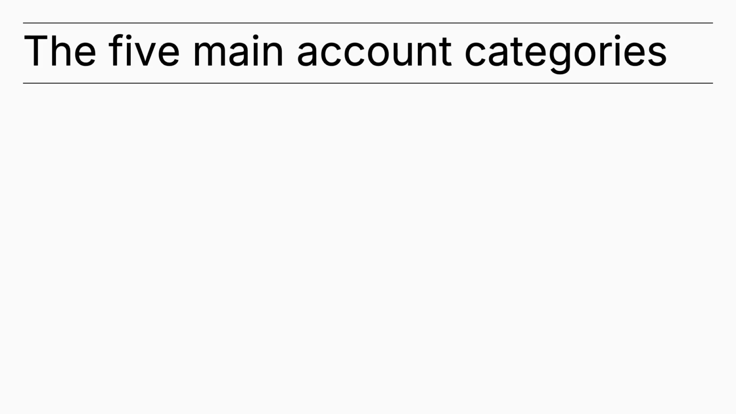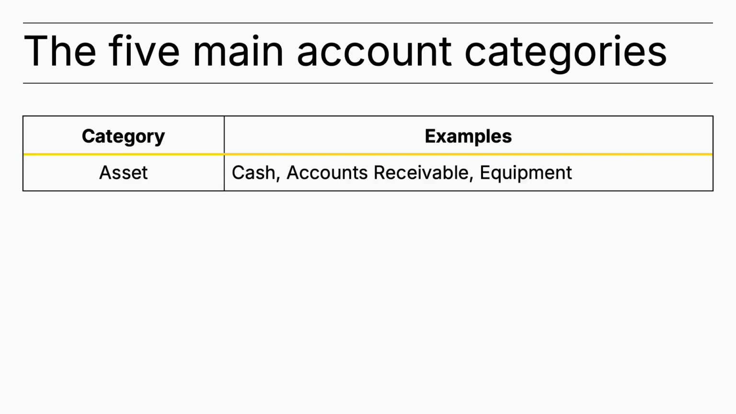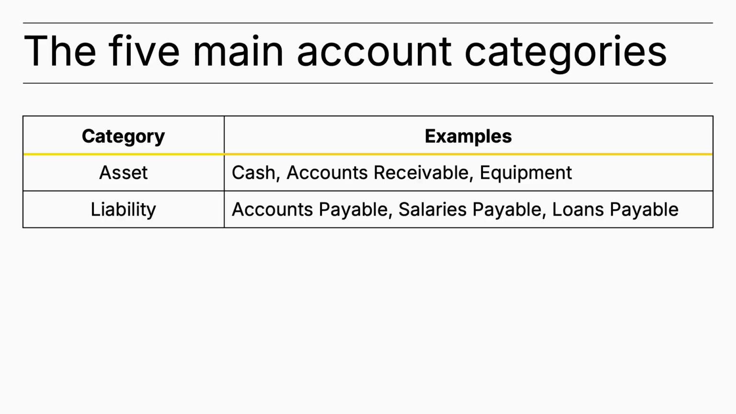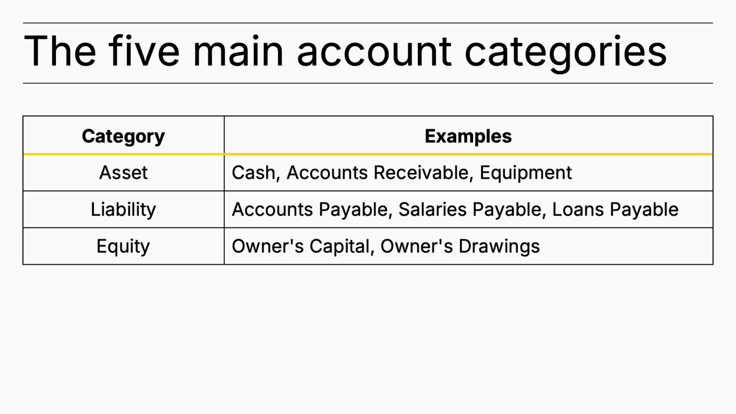All accounts in a Chart of Accounts belong to one of the 5 main categories. Assets are resources owned by the business. Examples include cash, accounts receivable, and equipment. Liabilities are obligations owed to others. Examples include accounts payable, salaries payable, and loans payable. Equity represents the owner's interest in the business. Examples include owner's capital and owner's drawings.